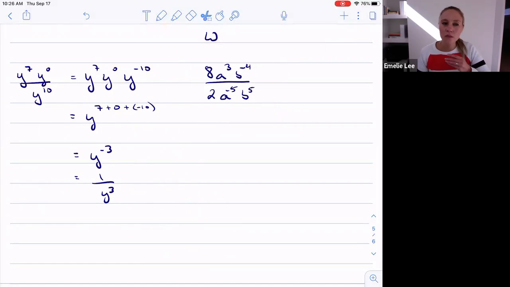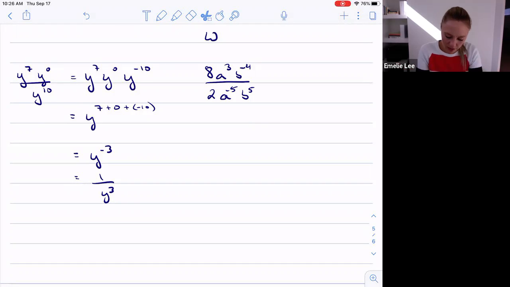So if we're doing this next one, I'm scanning and I see that I have 2 different bases. I've also got some numbers in there, so I'm gonna have to deal with that. But I can deal with those numbers separately because I'm just multiplying and dividing across here. I'm allowed to just deal with things individually. So the 8 divided by 2, I can just do separately.